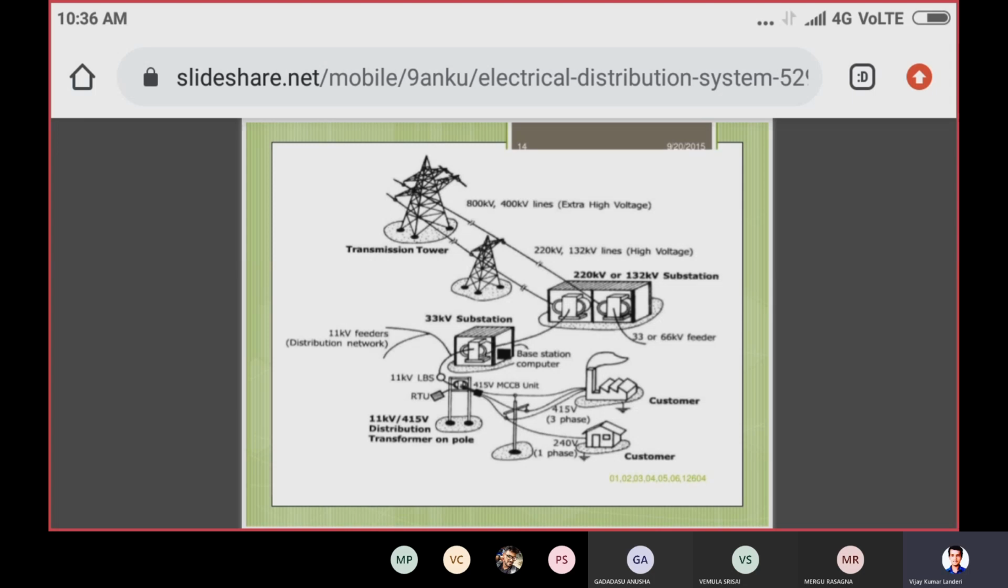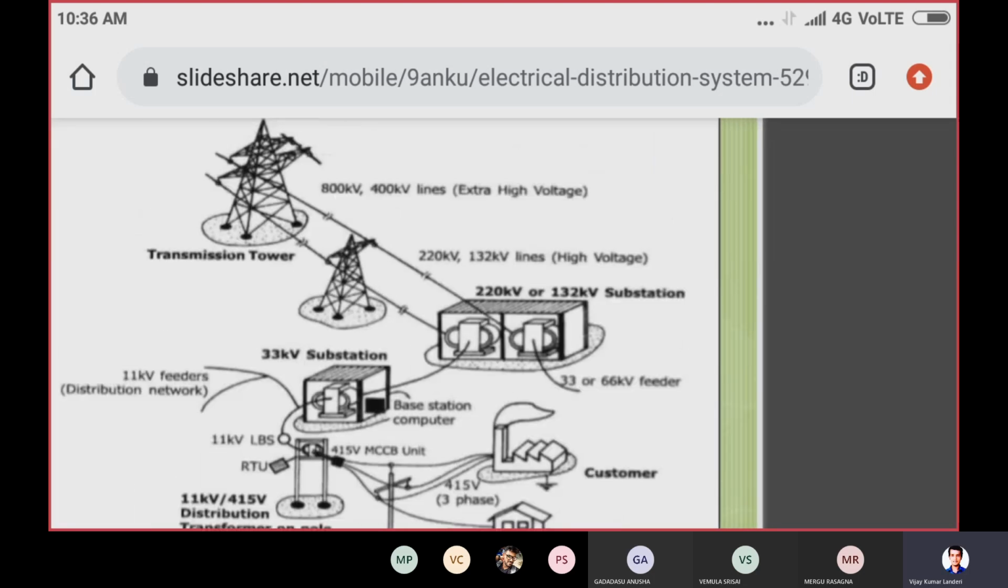Again, we have one more diagram showing how the voltage levels have been stepped down. Here, the first one is the transmission tower. This transmission tower will handle voltages of what? 800 kV, 400 kV. These voltages we generally call extra high voltages. Next, the power is transferred through the transmission towers to the substations.